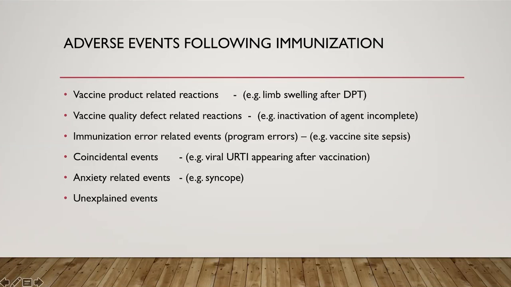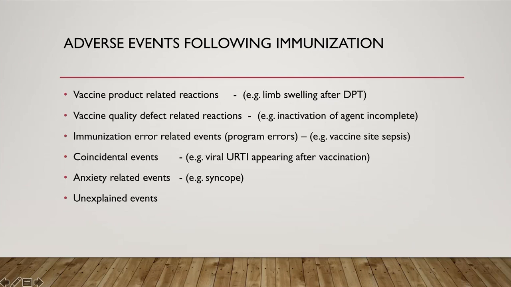Then another type of reaction is called vaccine quality defect related reaction. So there is some quality defect during the manufacturing process. For example, a vaccine which has to be inactivated completely has been inactivated incompletely. Therefore, the disease which should not have been caused by the inactivated vaccine has been reported to occur when a certain batch of vaccine has been given to children. So this is a quality defect.